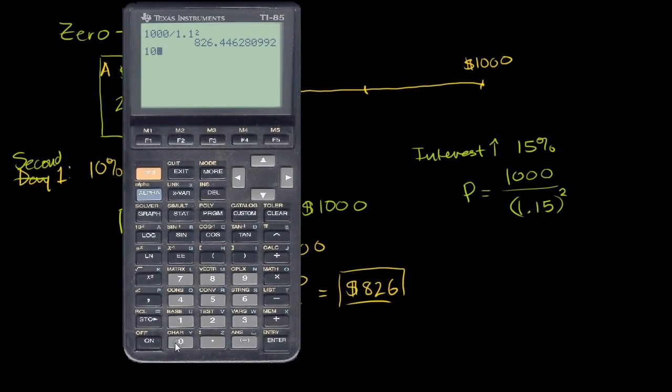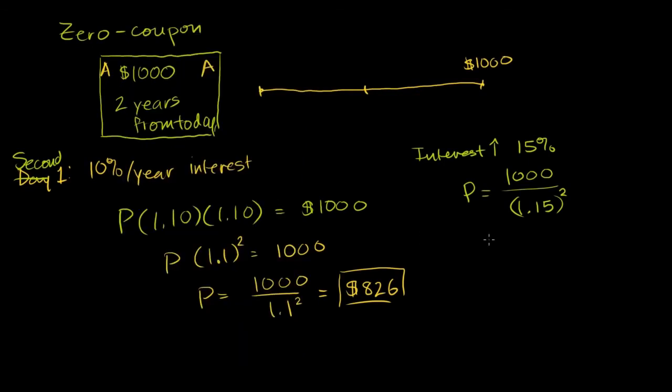So let's actually calculate the math. $1,000 divided by 1.15 squared is equal to $756, give or take a little bit. So now the price has gone down. The price is now $756. This is how much someone's willing to pay in order for them to get a 15% return and get $1,000 in 2 years, and essentially for it to be a 15% return.